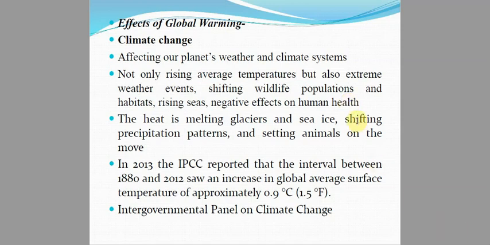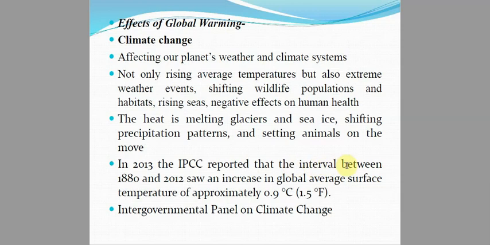Another effect of global warming is melting glaciers and sea ice. So you can see that in Antarctic or other ice regions, the melting of glaciers will happen. So it will automatically increase the sea levels.